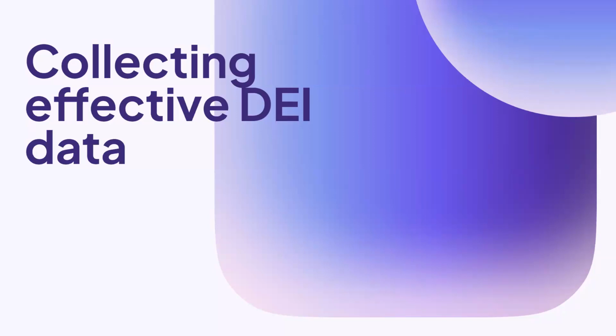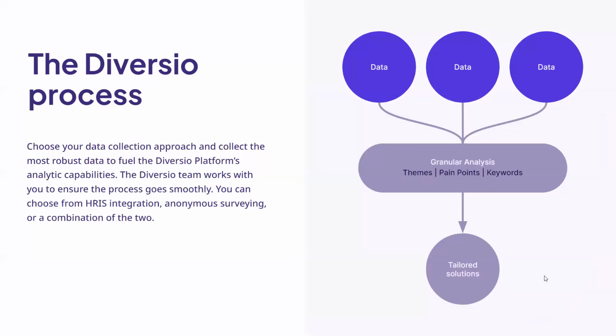Thank you, Courtney, for starting us off in a great way. To begin, we'll be talking about collecting effective DEI data as the first point and how this is the first pillar to stand up the rest of the process. So the Diversio process, this is where we're looking at right now, which is a three-tiered approach. As we can see, data is at the inception of this process, followed by a granular analysis and tailored solutions. This emphasizes the point that getting the data right and complete is the first crucial step in making sure the analysis, the insights, and the solutions are correct and applicable to your goals.